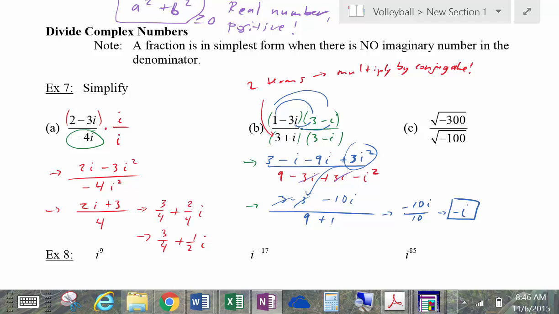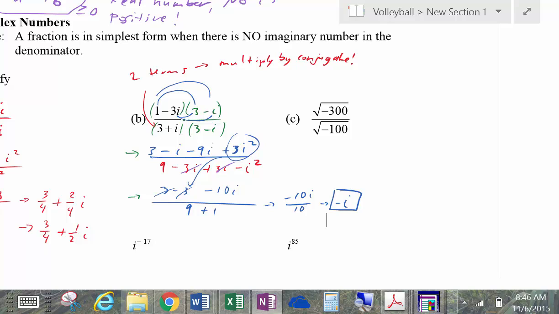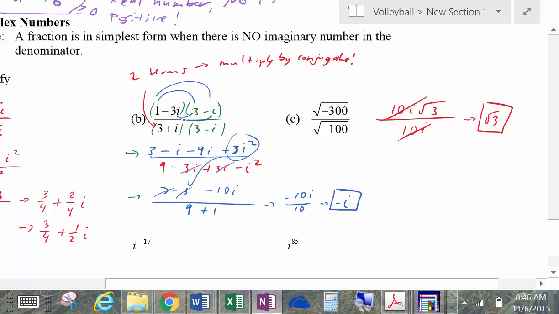So what will that make? 10i square root of 3 over 10i. All right, square root of 100 is 10, so you have a square root of 3 left over. Good. 10i over 10i, square root of 3.